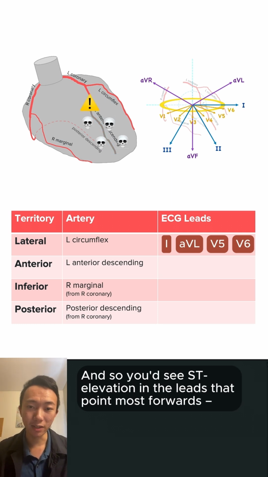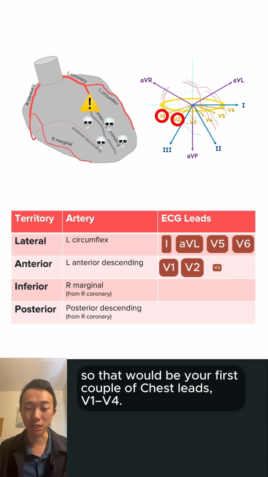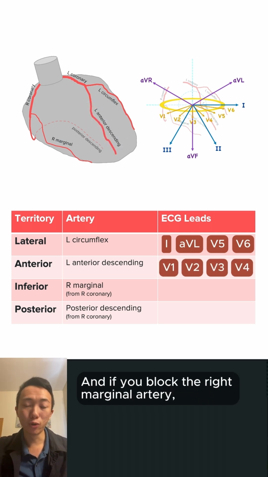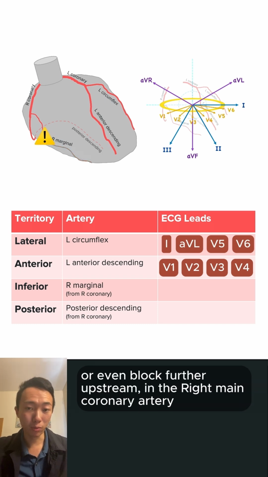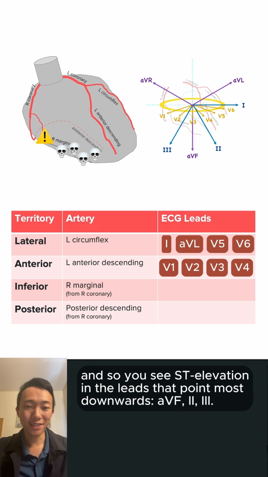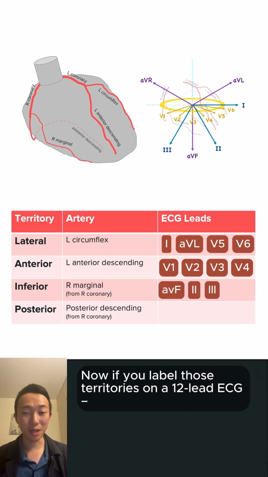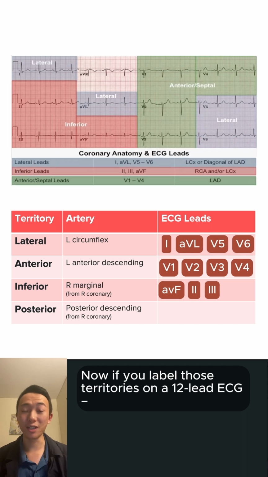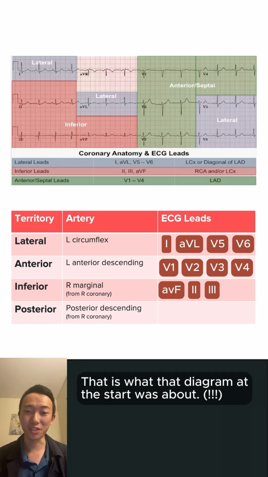If you block the left anterior descending artery, you lose the front part of the heart, and so you see ST elevation in the leads that point most forwards. So that would be your first couple of chest leads, V1 through to V4. And if you block the right marginal artery, or even block further upstream like in the right main coronary artery, you lose the inferior aspect of the heart, and so you see ST elevation in the leads that point most downwards, so AVF, 2 and 3. Now if you label those territories on a 12-lead ECG, that is what that diagram at the start was.